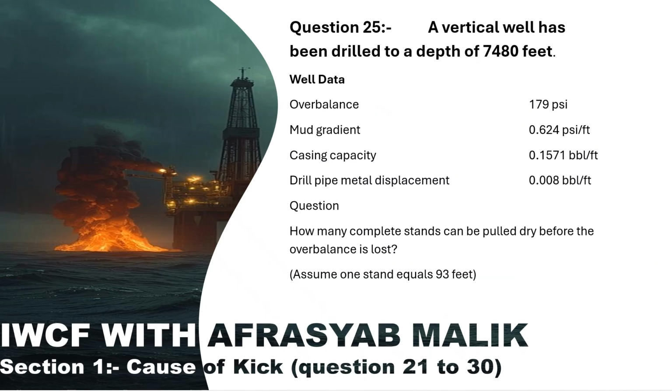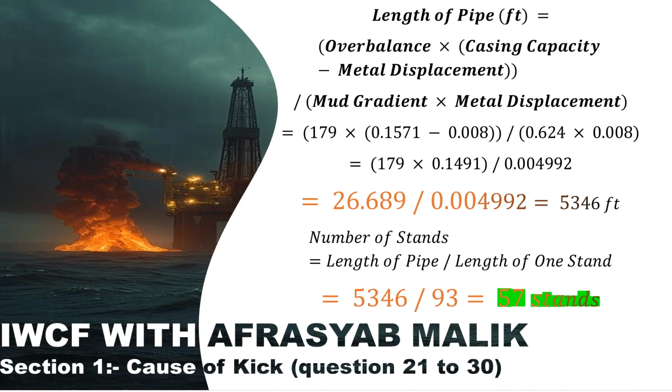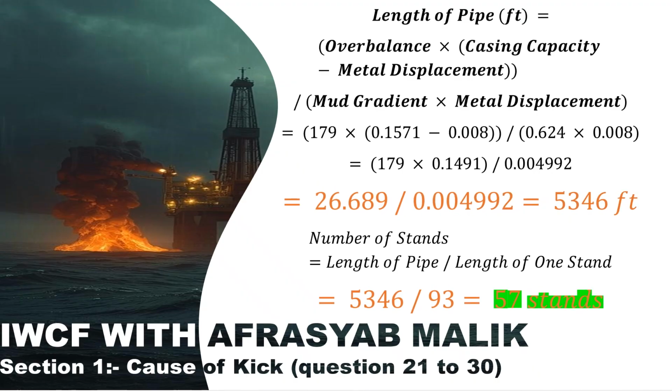Let's solve question 25, where we will calculate how many complete stands of drill pipe can be pulled dry before the overbalance of 179 psi is lost in a well drilled to 7,480 feet. Applying the formula step by step we find 5,346 feet of pipe, which equals 57 stands that can be pulled dry before the overbalance is lost.